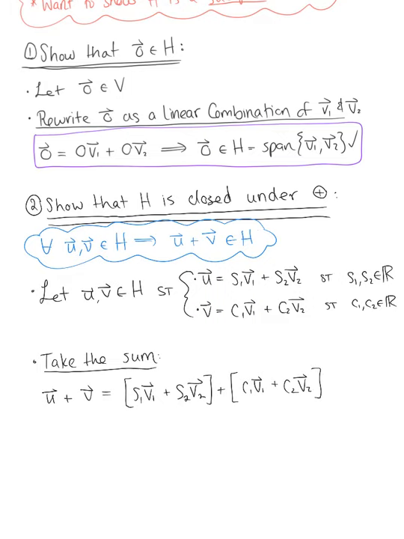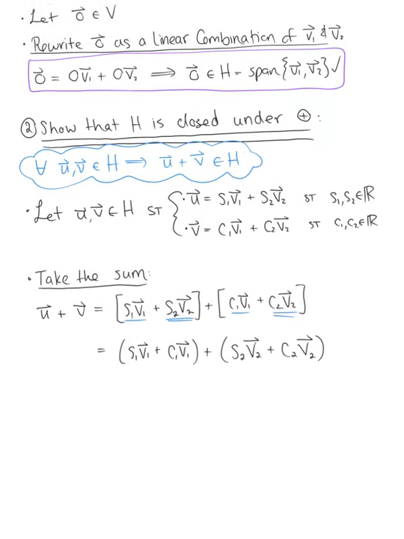And we want to go ahead and regroup our like terms here. So looking at this, we see we have our vector v sub 1 terms that we can group together. So this will be s sub 1 times vector v sub 1 plus c sub 1 times vector v sub 1. And then we also have like terms here containing vector v sub 2. And we can group those two together. So I have s sub 2 times vector v sub 2 plus c sub 2 times vector v sub 2.